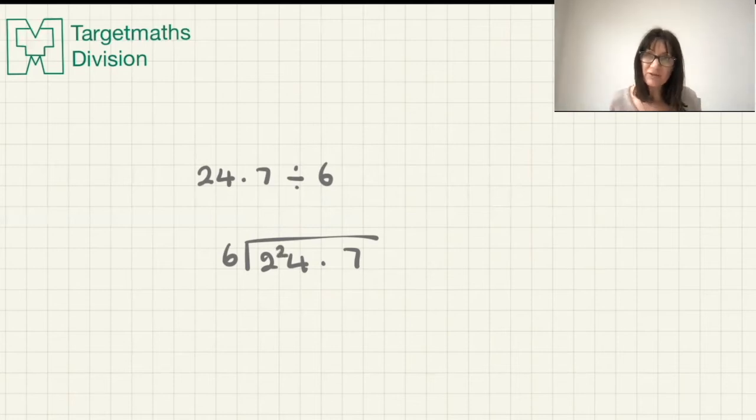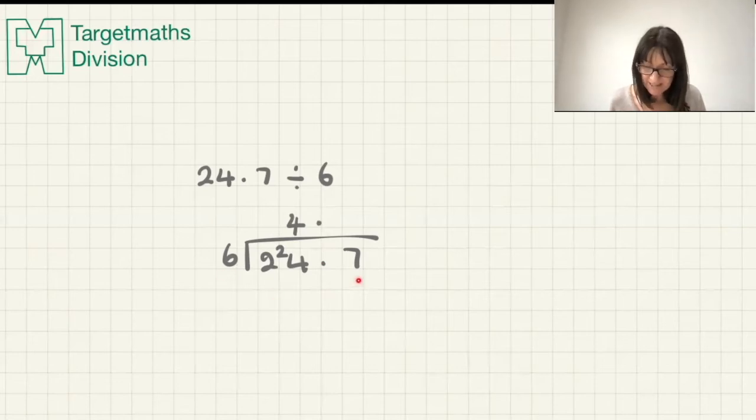6s into 24 go 4 exactly. 6 4s are 24, so nothing to carry over. The next thing that I hit after I've done that 24 is a decimal. That tells me to get that decimal now in the answer. All right, so I'm going to put my point in, and then I move on to the 7.